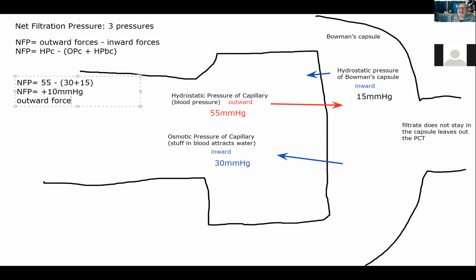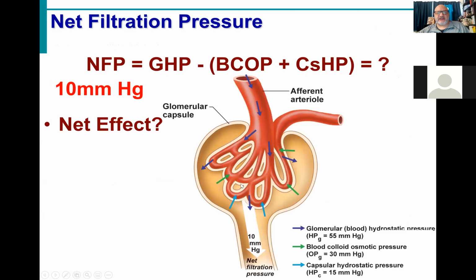So the net effect of this is we get that outward push of blood, of plasma really, and all the small stuff in our plasma out of the glomerulus. And again, here's the pretty picture associated with that as well. All right. Questions on this?